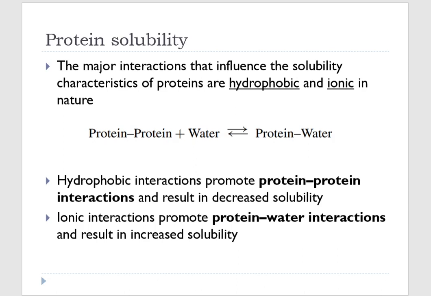Solubility can be described as when equilibrium exists between hydrophilic and hydrophobic interactions. It represents the equilibrium between protein-protein and protein-water or protein-solvent interactions. So the major interactions that influence the solubility characteristics of proteins are hydrophobic and ionic.